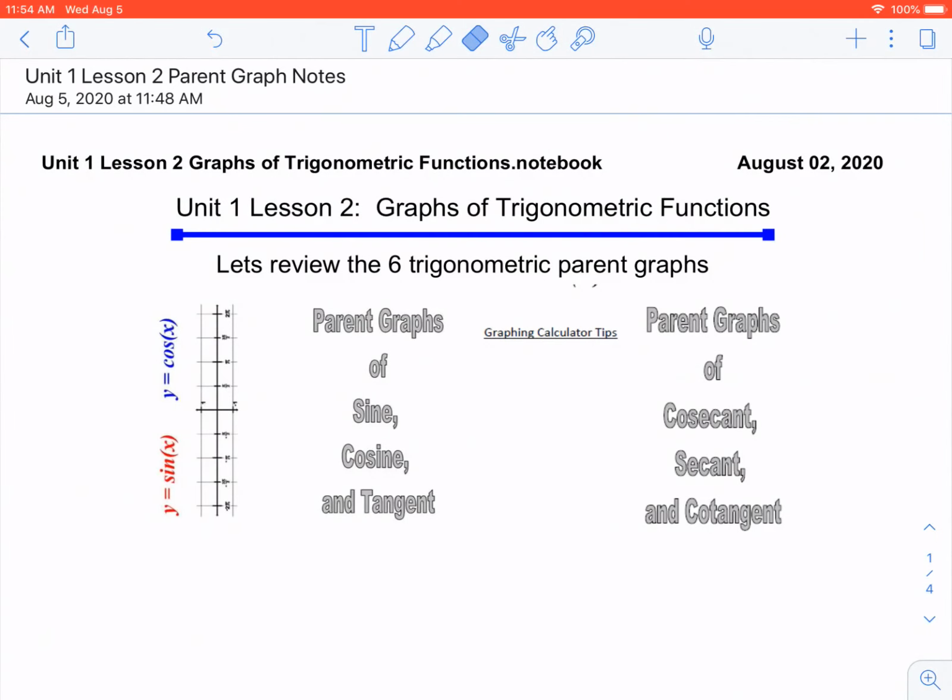Welcome to Unit 1, Lesson 2. We're going to talk about the parent graphs of trig functions. What do I mean by parent graph?